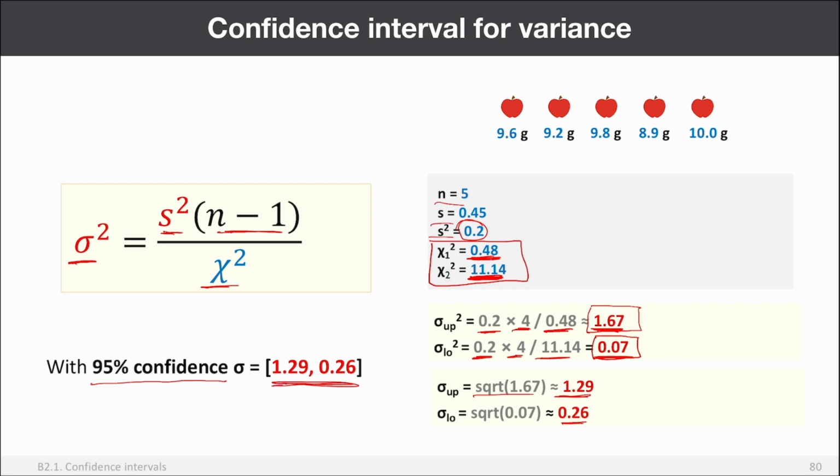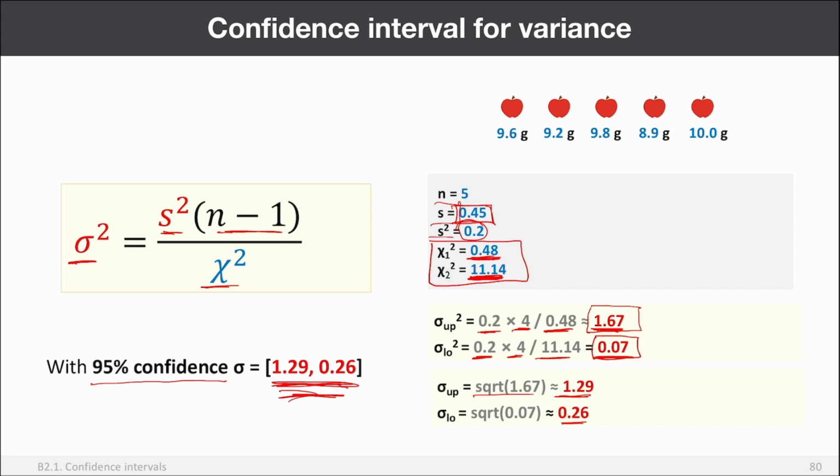So this is a variability of sugar content in different apples in the whole garden. We don't know exactly how big it is. In our sample, it was 0.45 grams per 100 gram of apple mass. But in the population, we can expect anything between 0.26 and 1.29. So this is our estimate of how big the variation of sugar content from apple to apple is in the whole population.